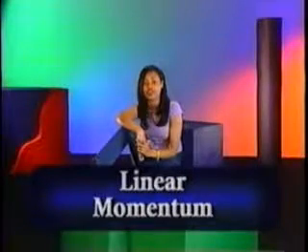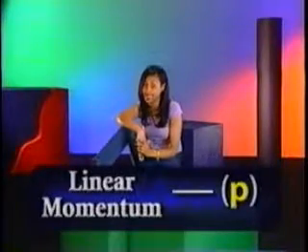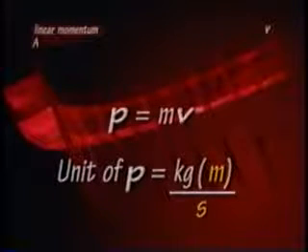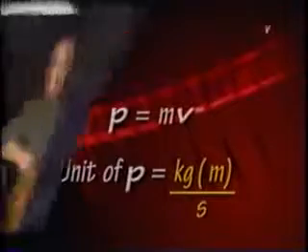We represent the vector of linear momentum with a bold P. Linear momentum P equals mass m times velocity v, or P equals mv. And the unit for momentum is the unit of mass, kilograms, times the unit of velocity, meters per second. So the unit of momentum is kilograms times meters over seconds.